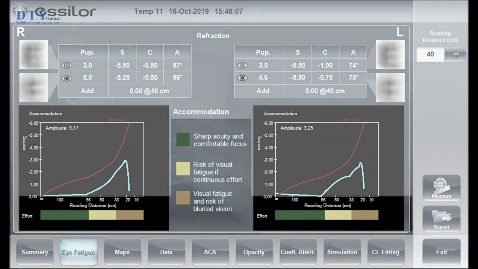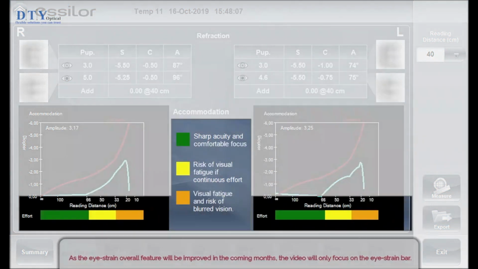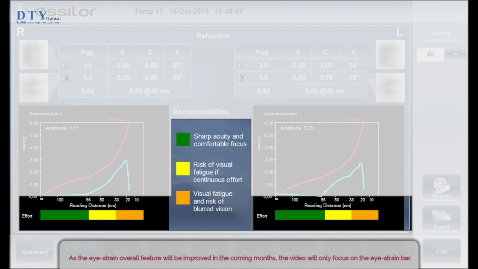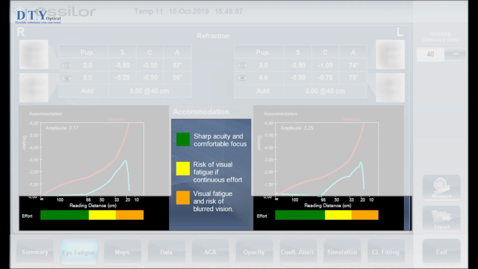As the simulated eye strain feature was developed to support the anti-fatigue category, we will focus on the relevant information on this tab. The bar represents the visual effort provided by the patient during the test from far to near vision. We notice three different zones. In green, sharp acuity and comfortable focus. In yellow, risk of visual fatigue if continuous effort. In orange, visual fatigue and risk of blurred vision.